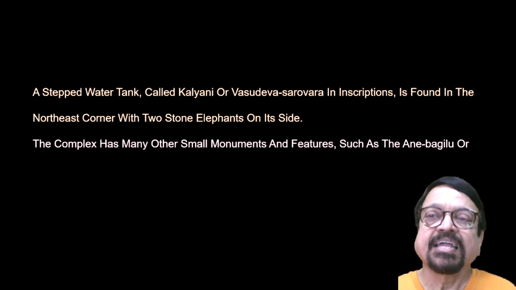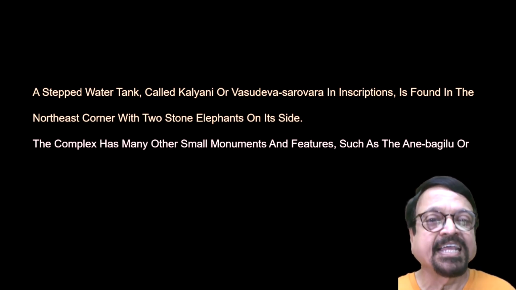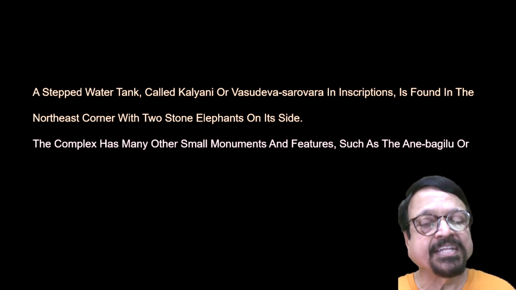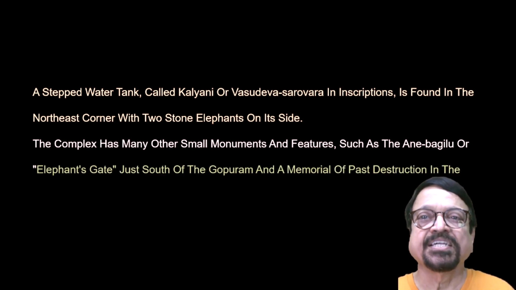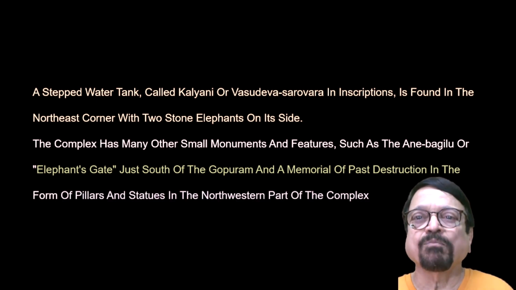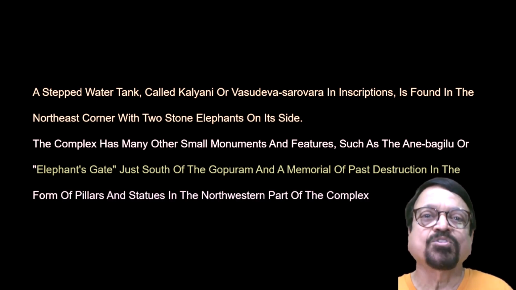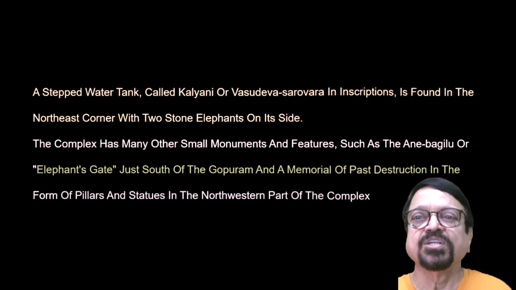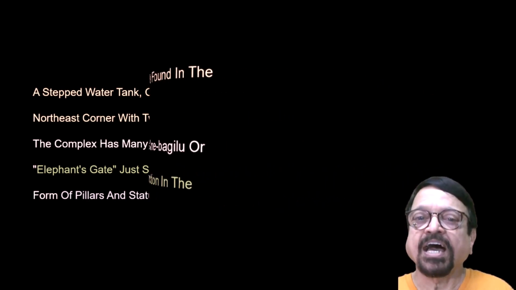and it is found in the northwest corner with two stone elephants on either side. This is a different video, we have covered it, do watch it and enjoy it. The elephant gate is just south of the Gopuram, and a memorial of the past destruction in the form of pillars and statues is in the northwestern part of the complex. So these all are the surroundings.